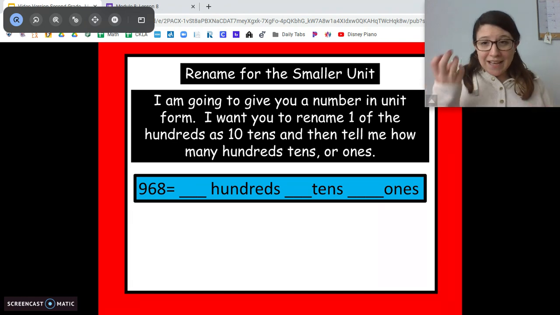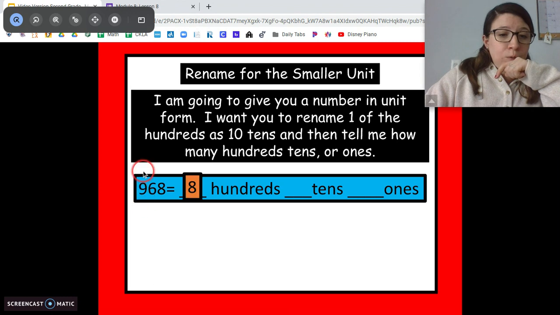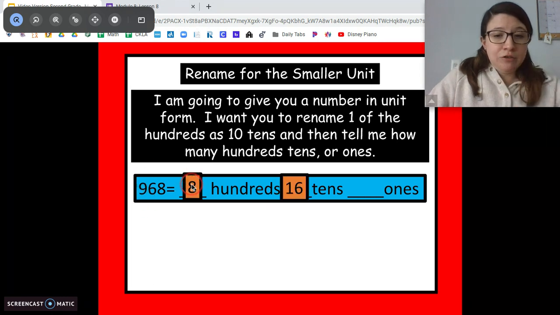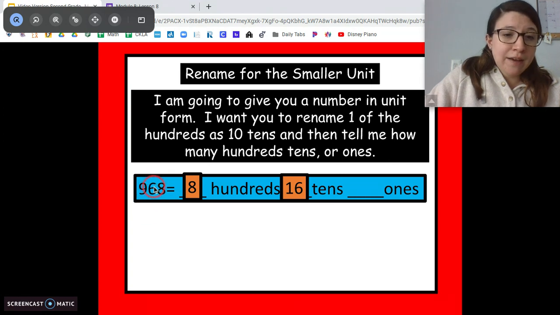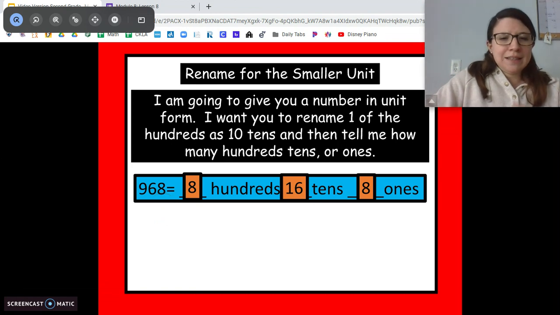Good. So the 10 tens is going to be 100. So we already have 100. If we take 100 away from there, we still need 8 hundreds. Now, we have our 10 tens, plus in our tens place, we have 6 more tens. So that's going to be 16 tens, and then we just have our 8 ones. Easy peasy. You guys got this.